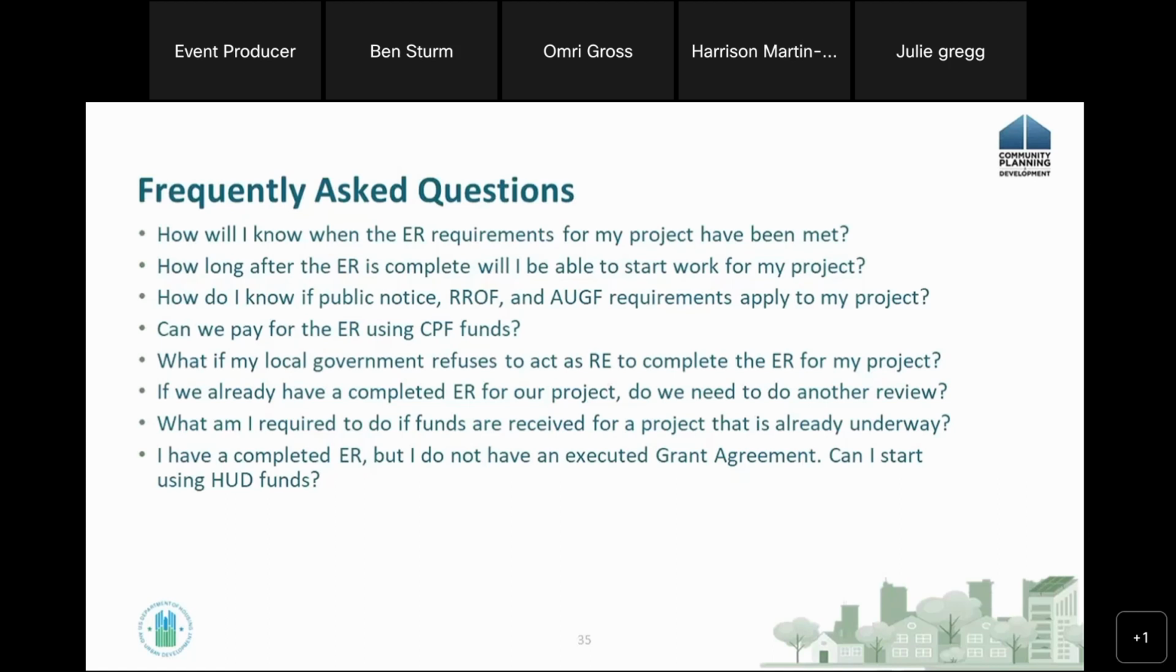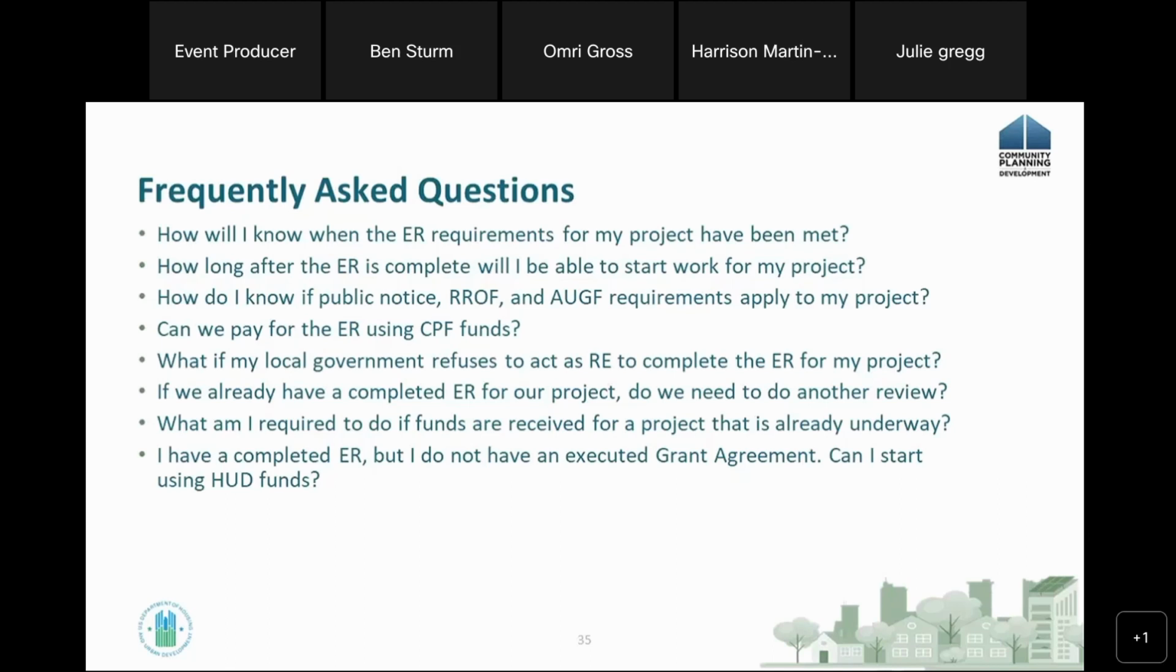So again, how long after the environmental review is complete will I be able to start work for my project? Once the environmental review is complete, and you have a copy of the environmental review signature page or authorization to use grant funds if required, and you provide those to your grant officer, grantees can start work. But again, keep in mind that if there is any mitigation that's necessary, the grantee is responsible for that mitigation.